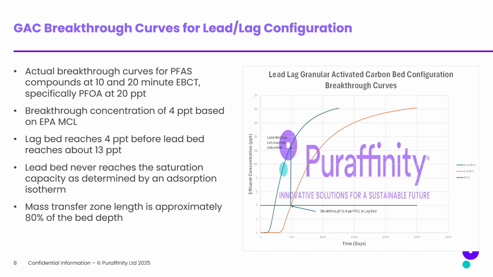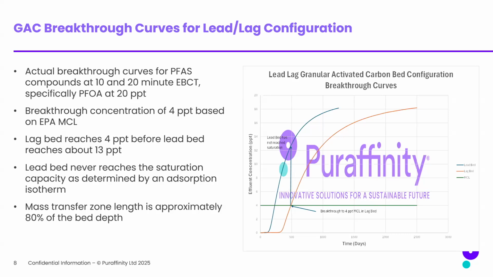If you notice here, the lag bed reaches the 4 part per trillion before the lead bed reaches 13 part per trillion, meaning that the lead bed is not completely saturated. So that adsorption isotherm number that was predicted is not being achieved. You never reach it. The lead bed never reaches saturation. In this case, it's only about 50% saturated before the lag bed has exceeded the EPA limit. The PFAS compounds are different in the way they work in not only carbon, but various media.